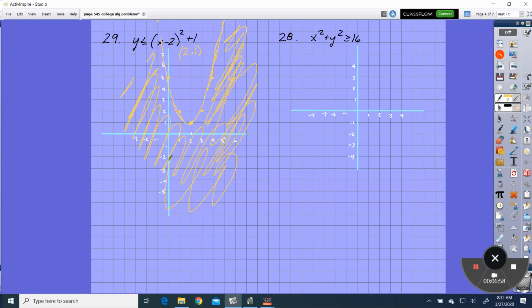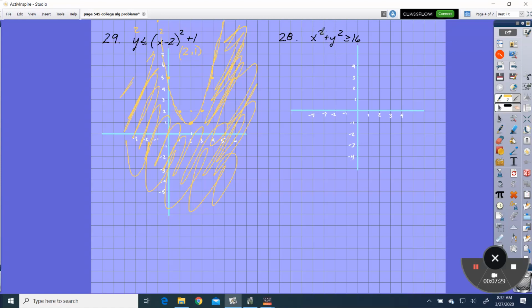Okay, and a quick way to do that, pick any point. So if I pick like 2, 2. So x is 2, y is 2. 2 minus 2 is 0. And 0 squared is still 0 plus 1 is 1. Is 2 smaller than 1? No, 2 is not smaller than 1. So this point inside did not work. So that means everything on the inside would not work. So I would shade where the opposite place, which is on the outside.